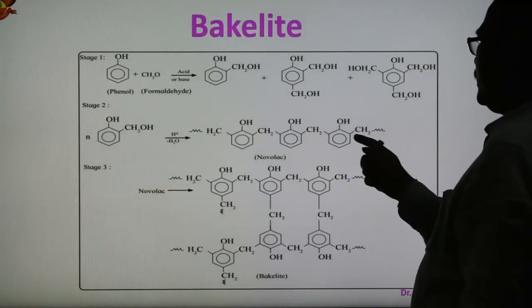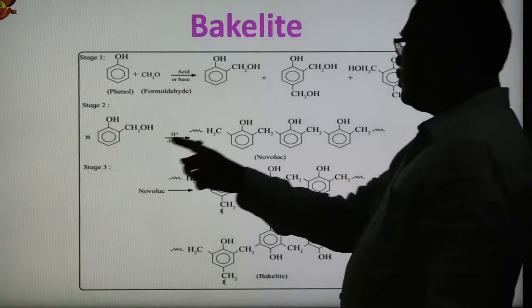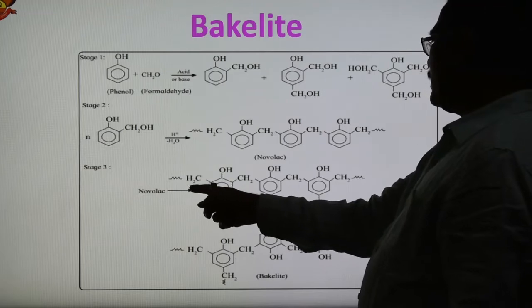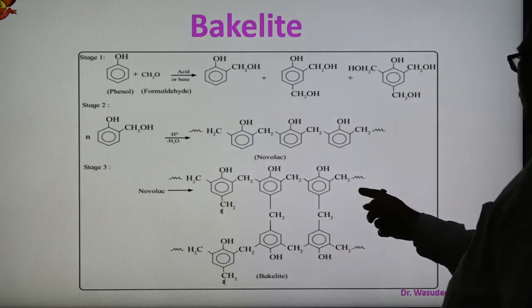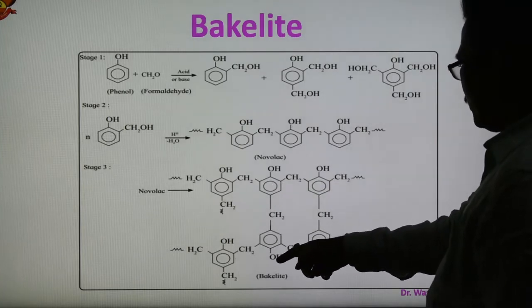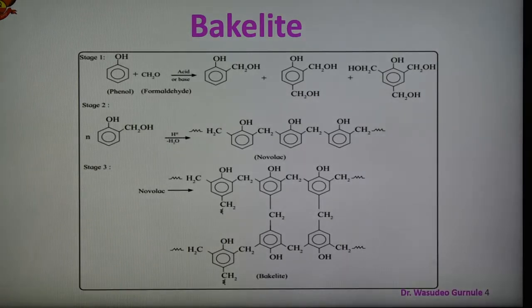The compound obtained in stage 2 is known as novolac, and this novolac now undergoes polymerization in stage 3. It forms this type of long chain in which cross-linking also takes place. This cross-linked compound is known as bakelite. So bakelite is a cross-linked polymer with a number of applications, and it is a cross-linked thermosetting or molding polymer.